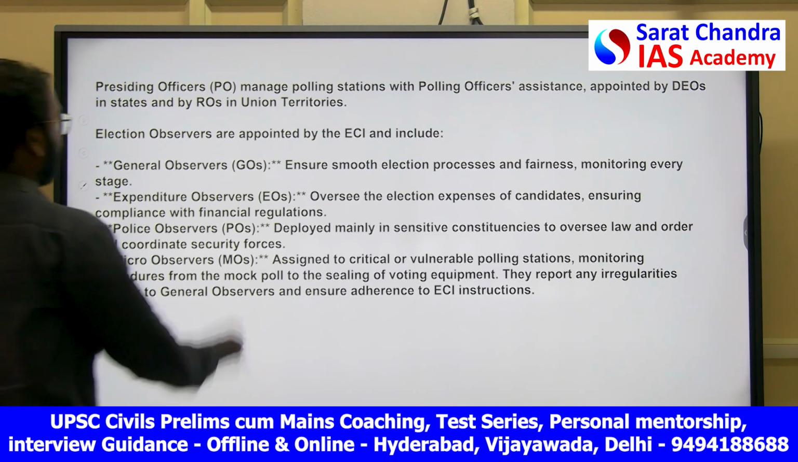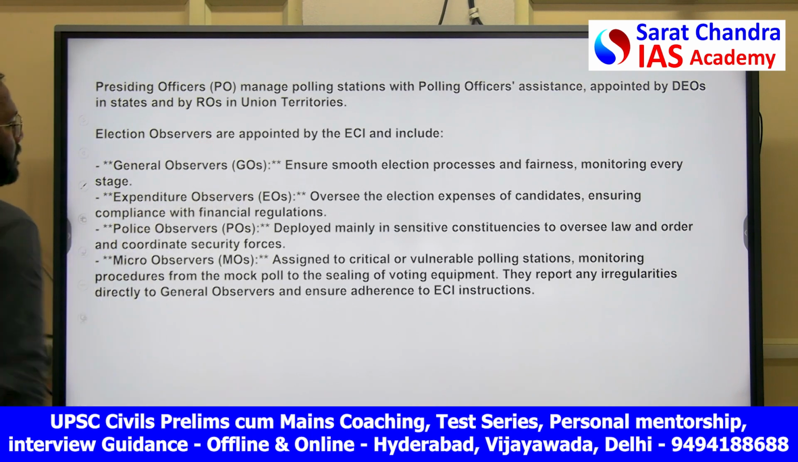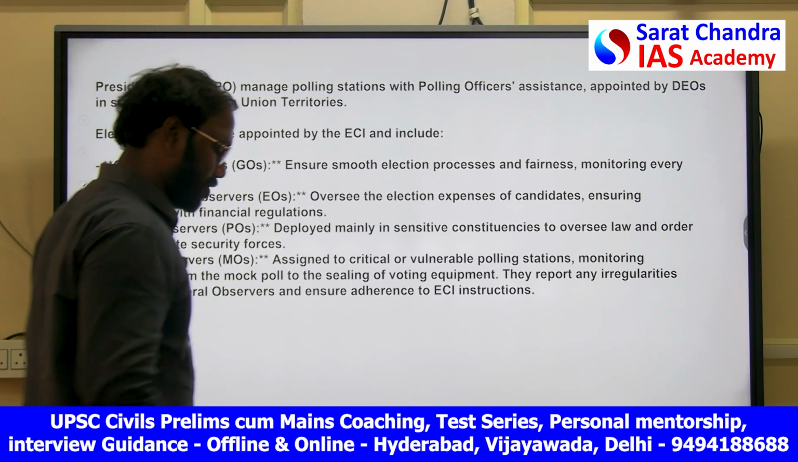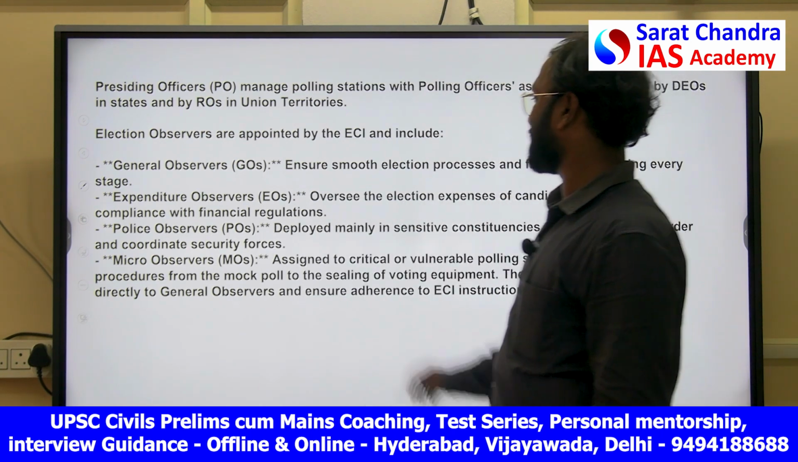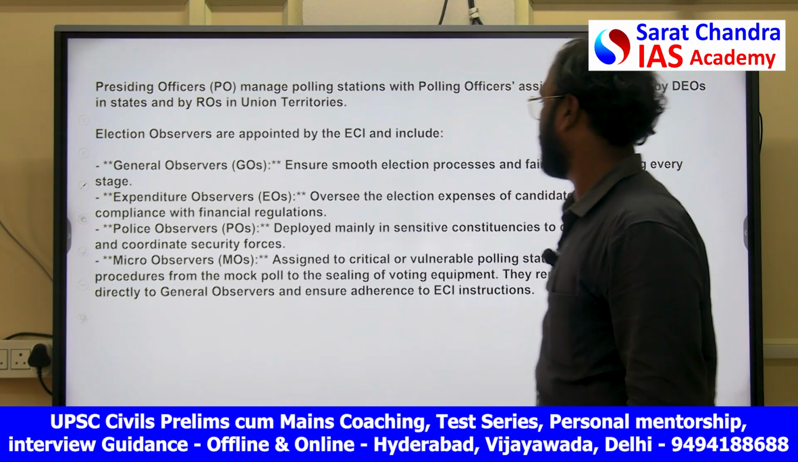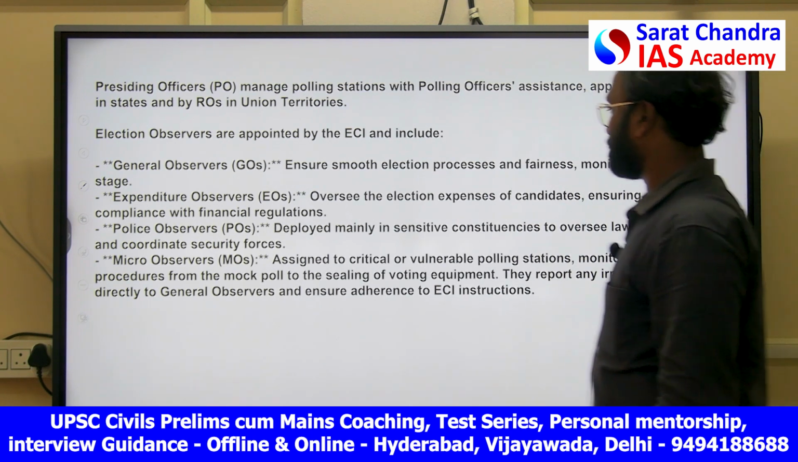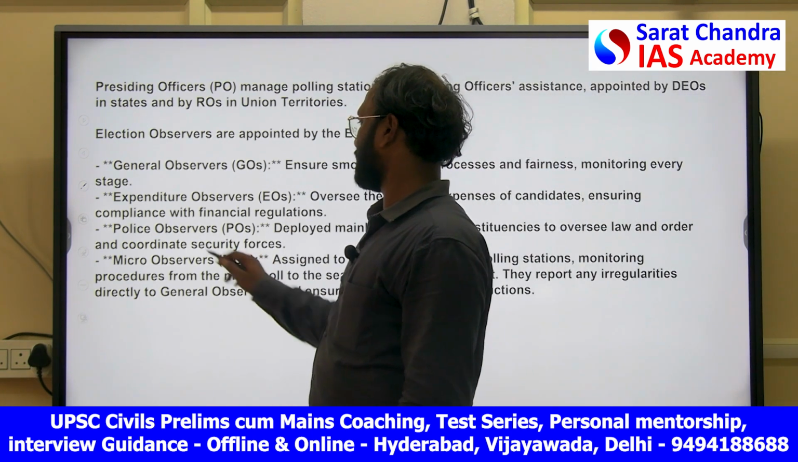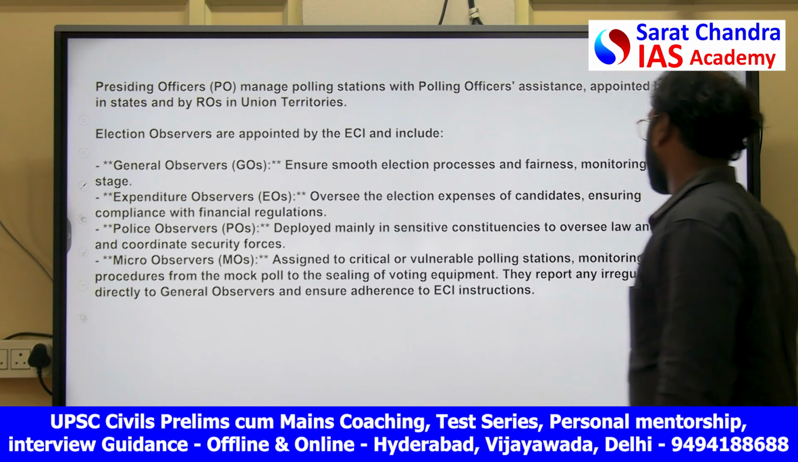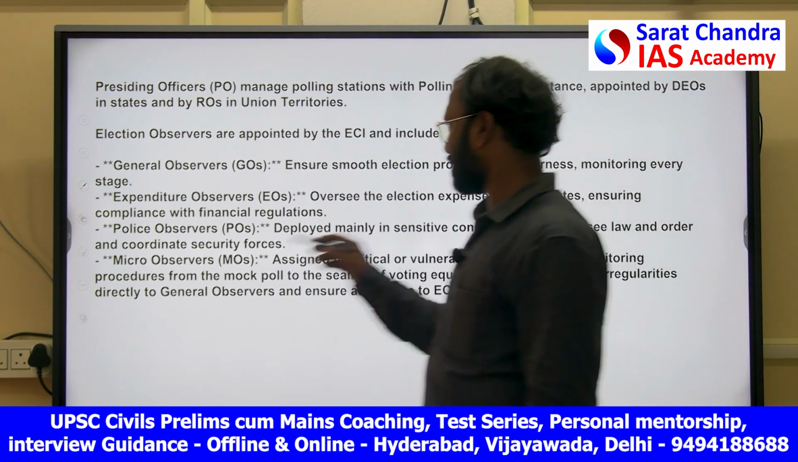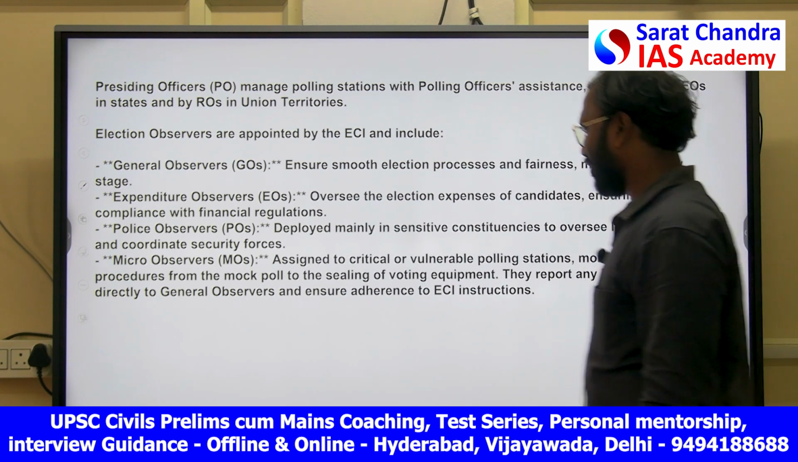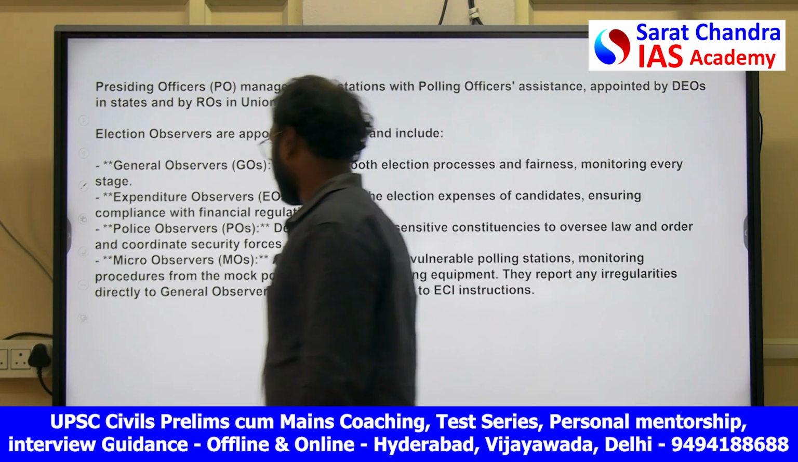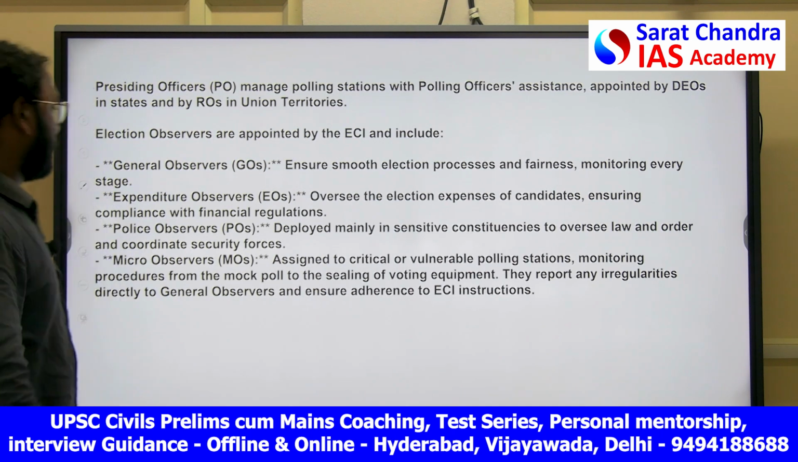Then we have election observers. We have general observers who will observe that the elections are conducted smoothly and perfectly, and then we have expenditure observers who will regulate the financial aspects of the polling process, and then police observers for law and order maintenance and security, and micro observers who will monitor the vulnerable areas, where they will conduct mock polls and so on and so forth.